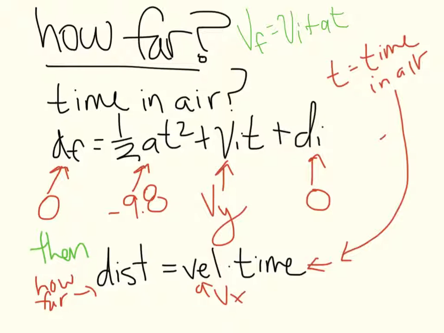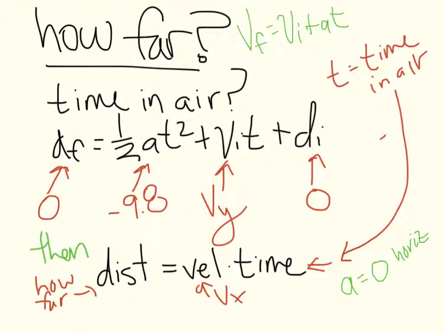Then, once you know the time, okay, and this is key, when you're figuring out how far the range, notice how I'm using just distance equals velocity times time, okay? And this is a key point here. When we're talking about the horizontal motion, the velocity remains constant. It goes the same speed in the horizontal direction. Acceleration is 0 in the horizontal direction.